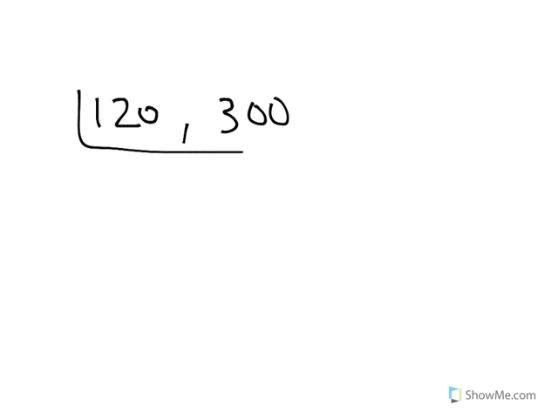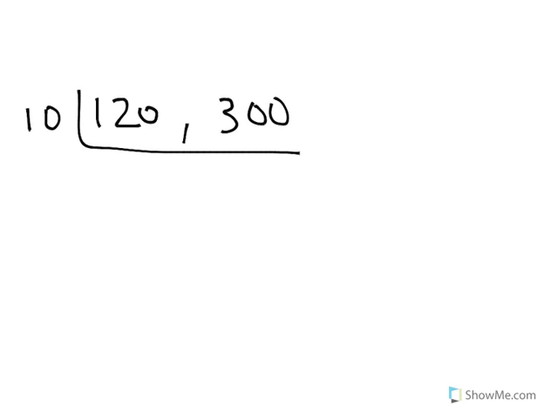Let's try another one just to see that that works again. So let's say instead we're dealing with 120 and, I don't know, let's say 300. Okay, so what number goes into both those? Well, if you wanted to, you could do prime factorization. You don't have to. I'm not going to do prime factorization. I know, since they both end in zeros, that 10 divides into both.